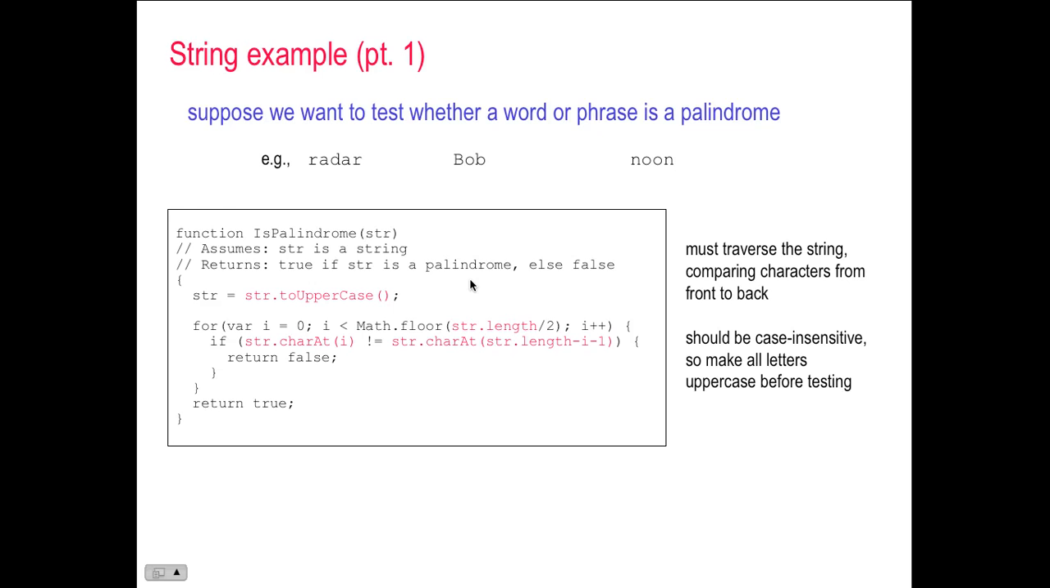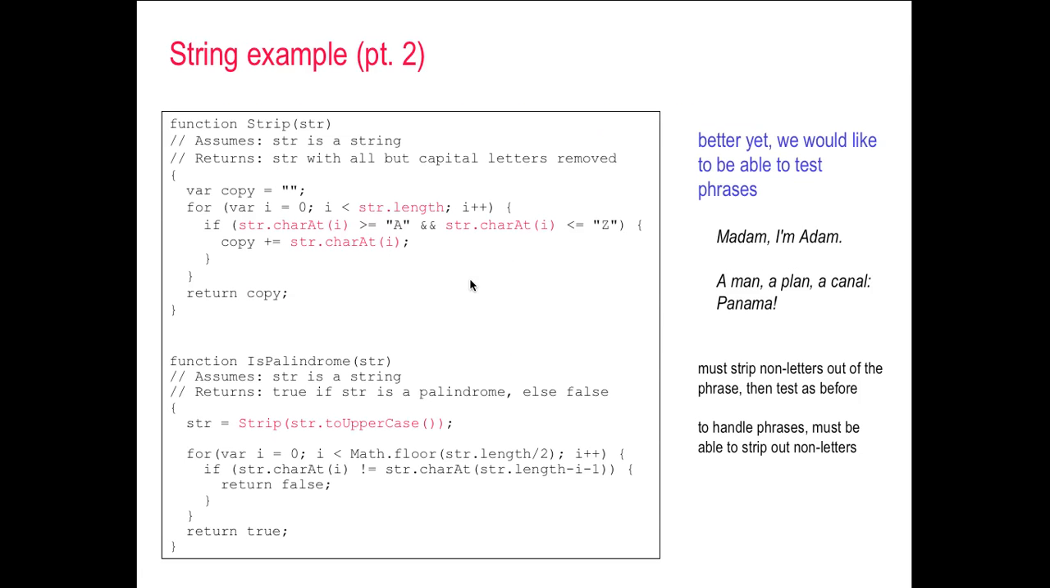That's a nice example, depending upon whether your website users wanted you to have that or not. I don't know. Better yet, we would like to be able to test phrases. So Madam, I'm Adam. A man, a plan, a canal, Panama. So you must strip out the non-letters, and here we have a semicolon, commas, periods. Is this Madam? Anyway, I'm trying to read it now. Okay, so you must strip out the non-letters out of the phrase and then test it as before. To handle the phrase, you must be able to strip out non-letters.